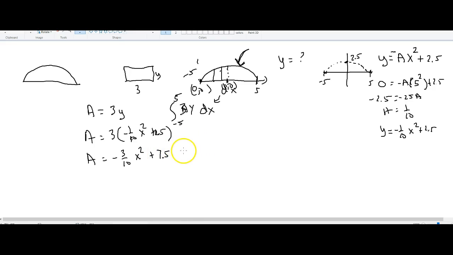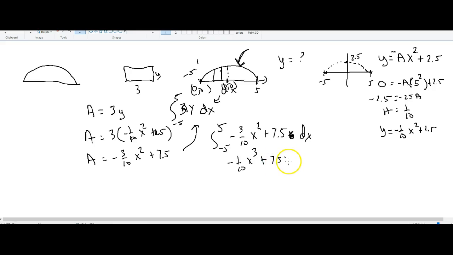Now it's my area. I'm going to integrate it because now I can. Negative 5 to 5, negative 3/10 x squared plus 7.5, dx. All right, raise the power by 1, divide by the power, and I get negative 1/10 x to the third plus 7.5x from negative 5 to 5.